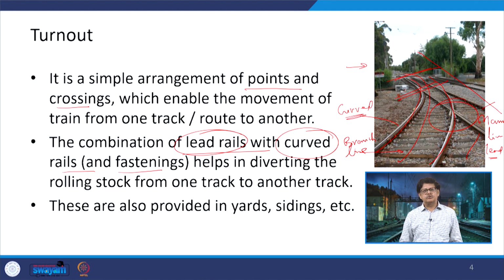And these are also provided in the yards and sidings, because in the yards and sidings you will find that there are a lot of tracks which are merging and diverging out of the main lines, and these help in the reception of the trains as well as in making a new train in terms of the combination of bogies which will be dispatched from a station.